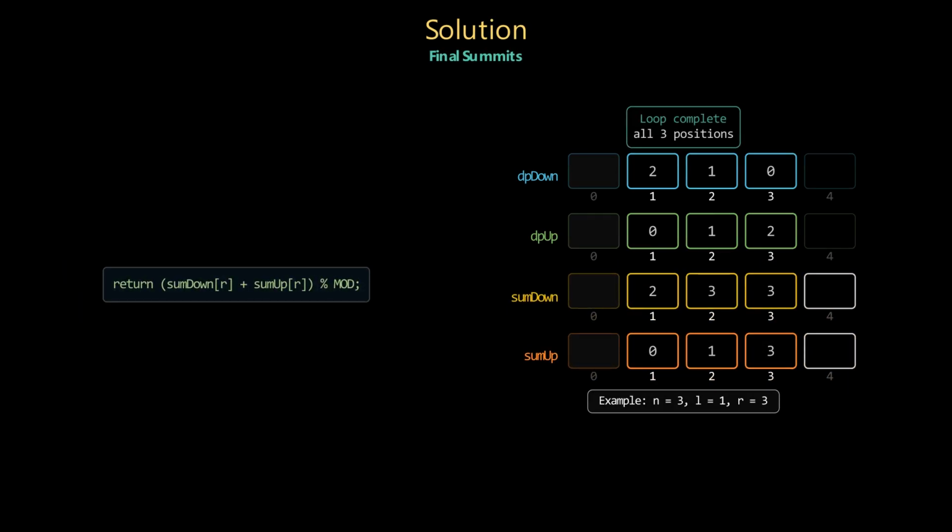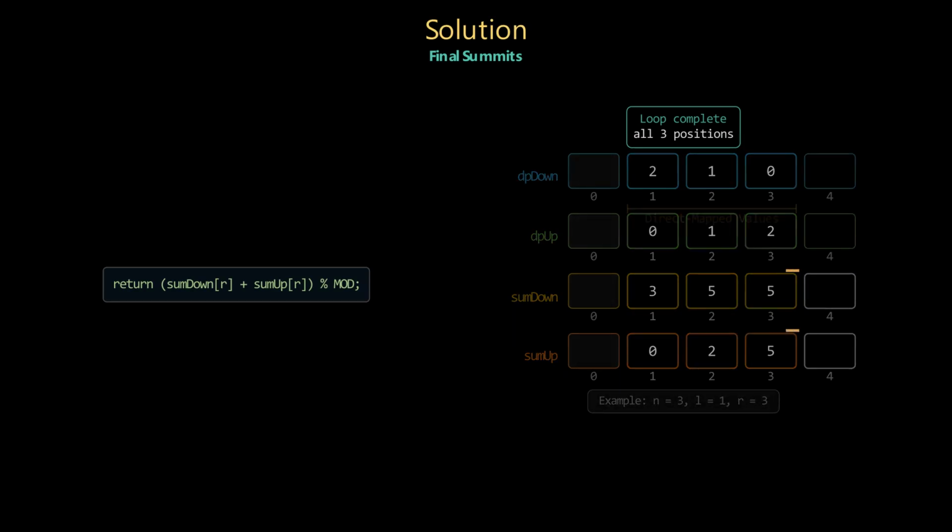Once our outer loop finishes processing all n array positions, our prefix sum arrays hold the complete history of all valid configurations. We pull the final summits of both our valley paths and peak paths, add them together, apply our modulo arithmetic to protect against integer boundaries, and return our highly optimized final answer.